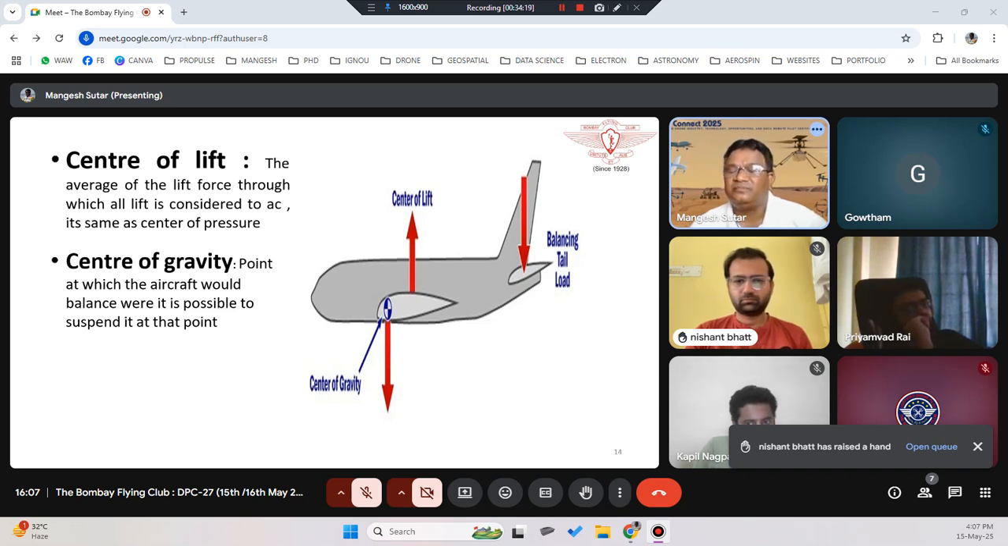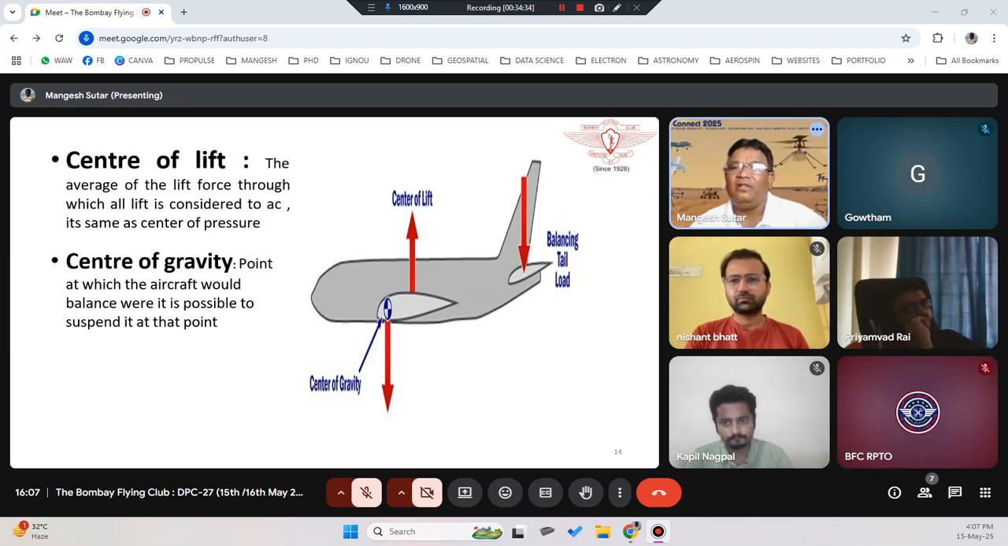Yes, Nishant. Why does the center of gravity have to be ahead of the center of lift? Why not in alignment? So it is all about efficiency, and having a better angle of attack. If your aeroplane is heavier at the backside, what will happen? It will go like this. So drag will happen. To balance out, you need to balance it.